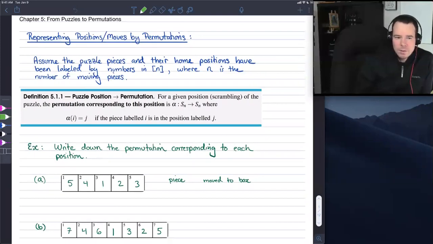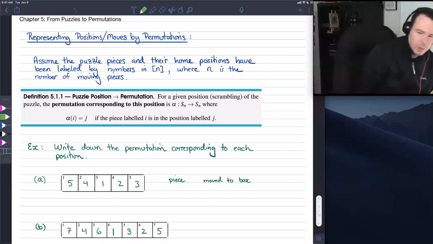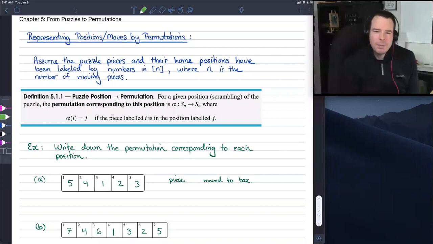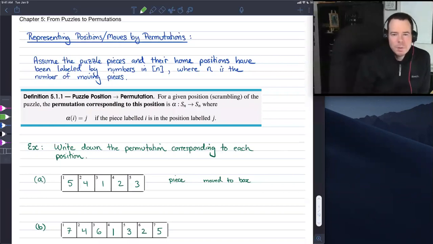So now we've got the foundation of permutations laid out, and now we can go ahead and see how we can work with puzzles. So how are we going to do this? Well, there's a couple of things that we need to represent on puzzles. We need to represent a position, the current position of the pieces. And we also need to represent a move.